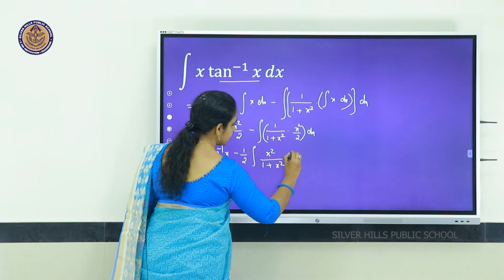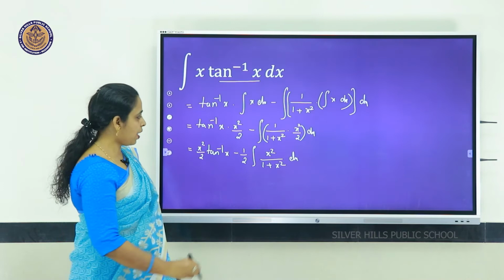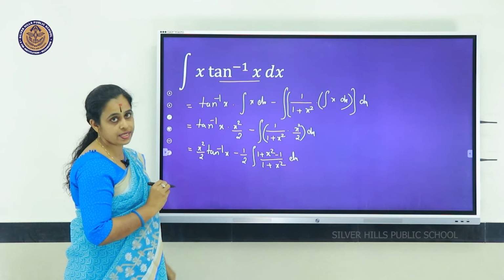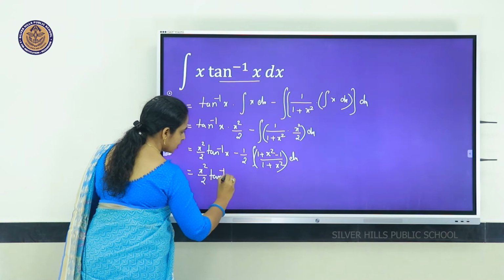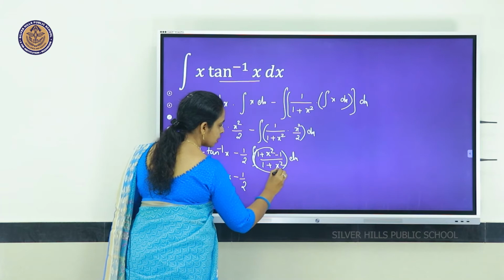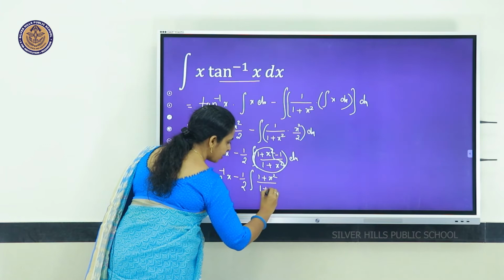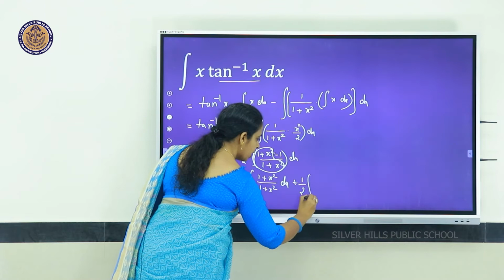We got here numerator x square, denominator 1 plus x square. If I write here 1 plus, to balance I should write minus 1, so that we can do the integration more easily. So let us take the first part, x square by 2 tan inverse x minus 1 by 2. Now I am going to divide the integrand into two parts. One is this part and the remaining, integral 1 plus x square by 1 plus x square dx minus half. This minus and this minus will make it plus 1 by 2 integral dx divided by 1 plus x square.